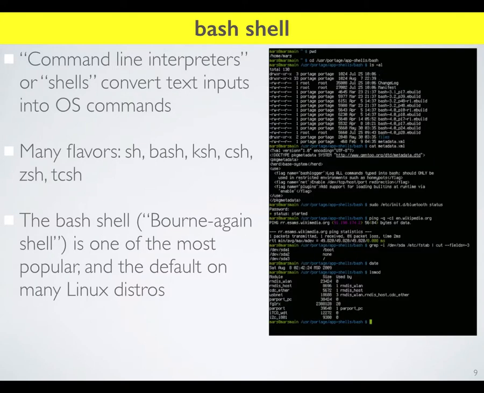Okay, the command line interpreter goes by various names. You'll hear it called the CLI, or a shell, or even just a terminal. Basically the right way to think about this is it converts text input, which you type through the keyboard, into operating system commands. There are various shells. The most common one is the bash shell, which stands for the Bourne Again shell. But there are various flavors. There's the regular shell, the Korn shell, and some other ones. The bash shell is the most popular and prevalent, and is the default one on most Linux distributions.